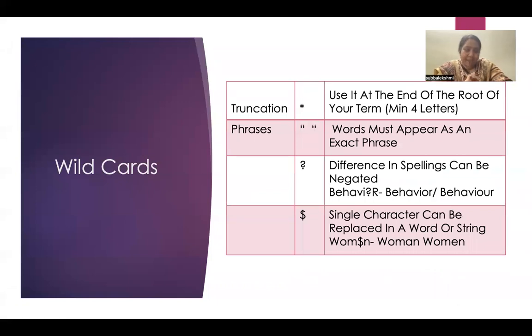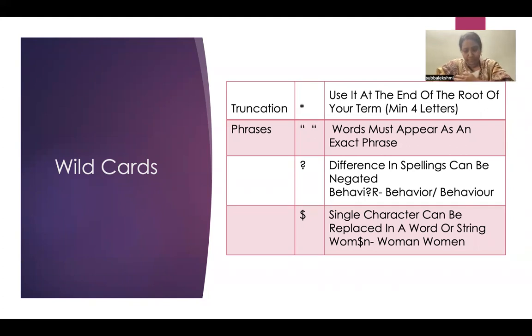The next thing is wildcards, which are basically certain forms of truncation which we can use, which will help us especially to take off the ambiguity. If we use an asterisk at the end of the root of our term, a minimum of 4 letters, it will pull out all the other terms which may have something similar.